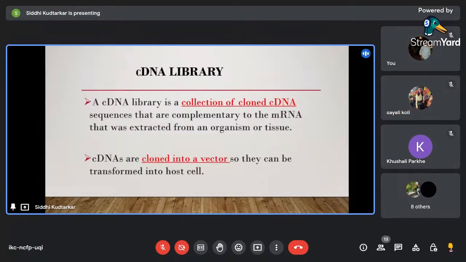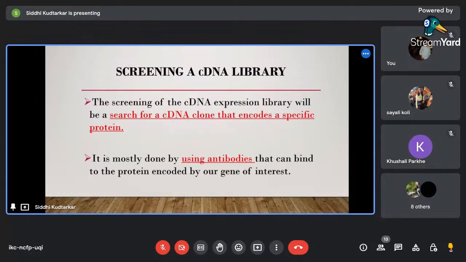Then what is a cDNA library? So a cDNA library is basically a collection of cloned cDNA sequences which are complementary to the mRNA which we have extracted from whichever organism or tissue. Then cDNAs are cloned into a vector so that they can be transformed into a host cell, so that we can preserve them in the expression libraries.